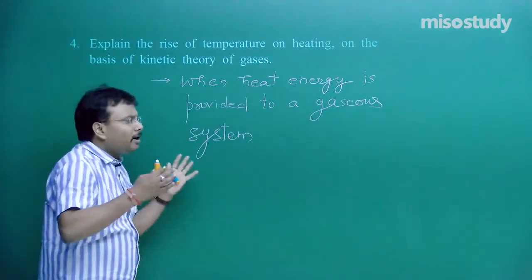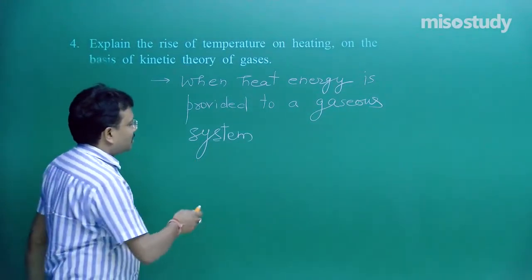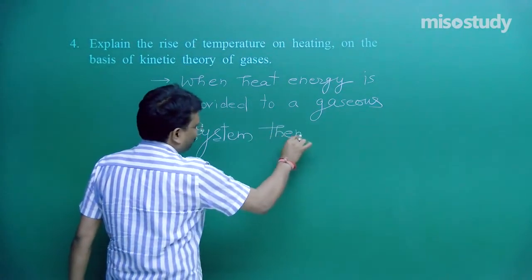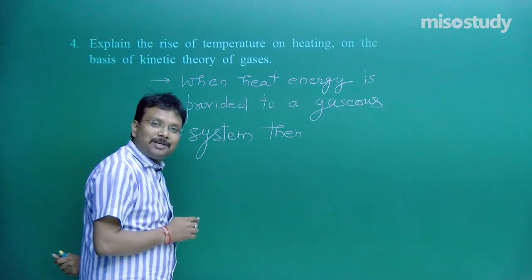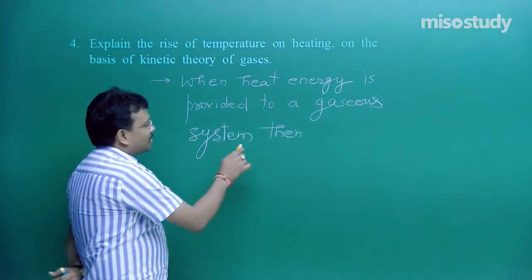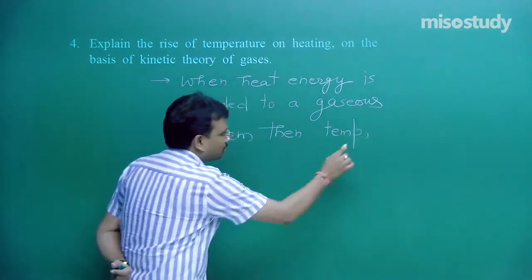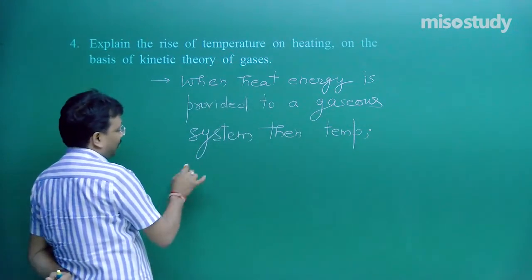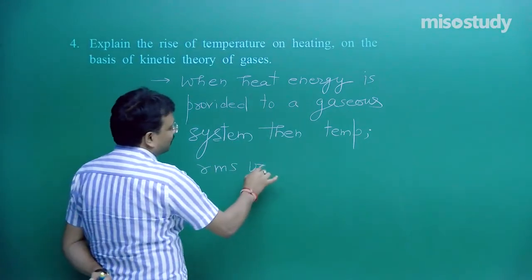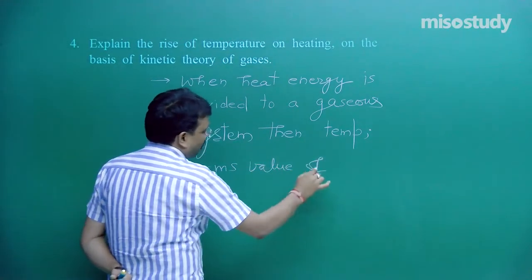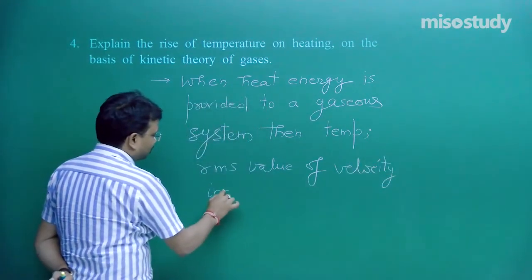I think it is better. You can also talk in terms of temperature, but let's take the help of the known parameter. When heat energy is provided to a gaseous system, then the root mean square velocity increases. You can say that is also associated with the temperature. Yes, both are correlated. So when heat energy is provided to the system, the temperature, the RMS root mean square value of velocity, increases.